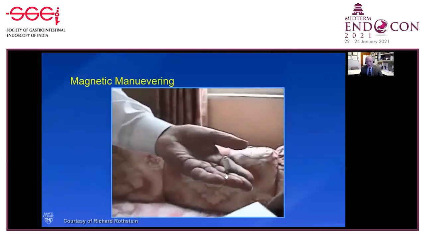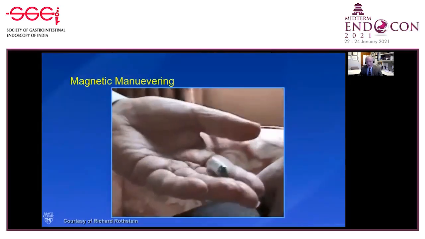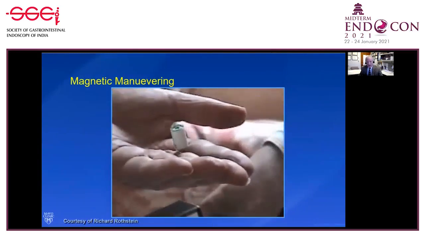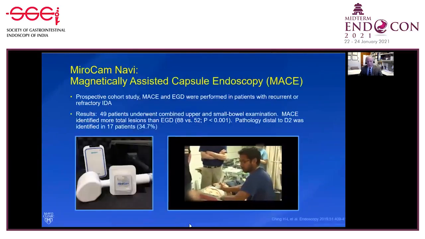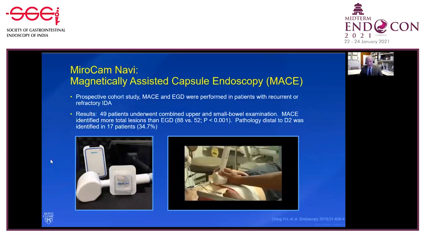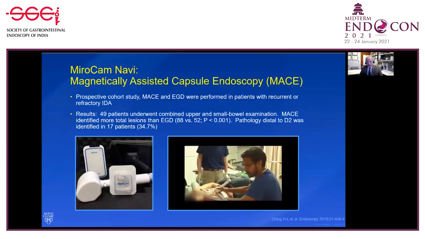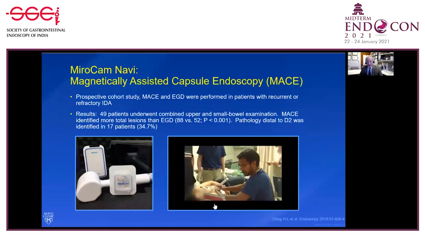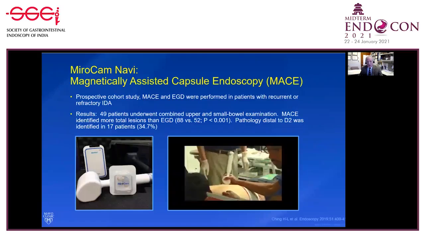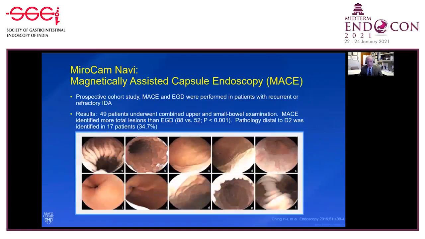And this shows you how powerful the magnet is to control the capsule. And so in this case, this is the Miracam Navi, which is a magnetically assisted capsule endoscope with this apparatus. And you can see here, they're showing you how this might work. And in clinical studies, it did very well compared to upper endoscopy. And you can see here that in this particular study of this capsule, you get very nice pictures of the stomach and even the Z-line.